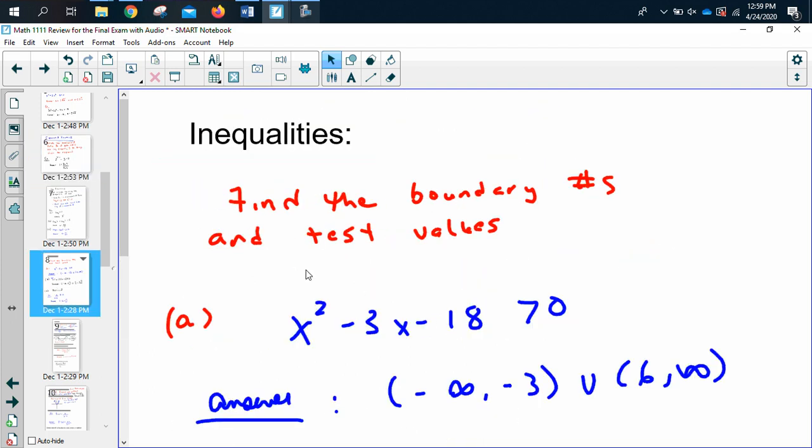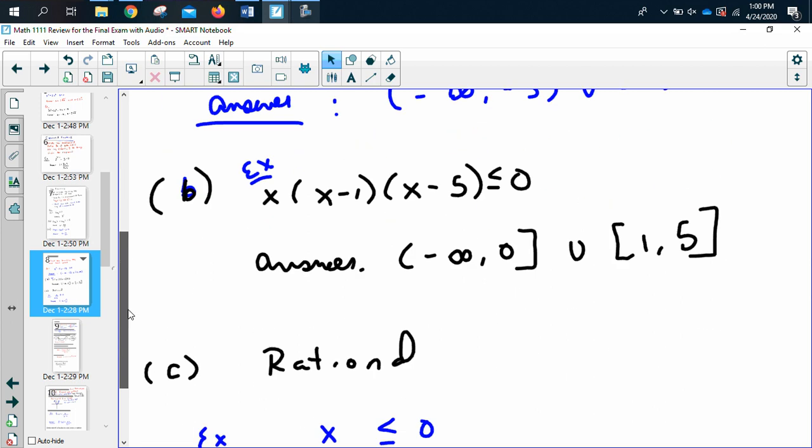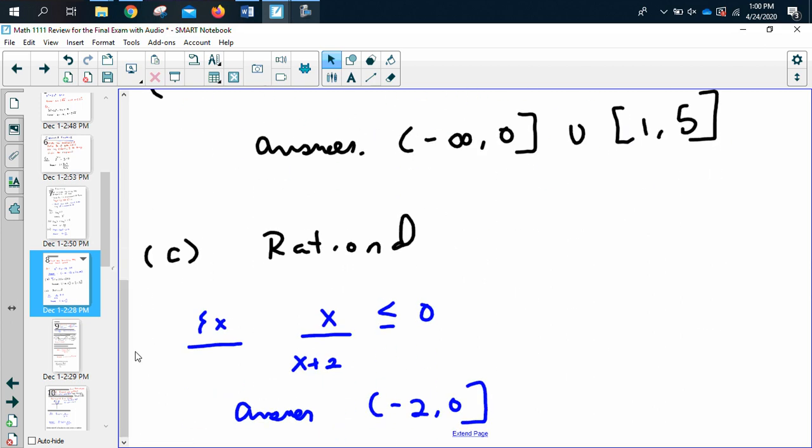Okay, inequalities. The way that we did this in class, we set it equal to 0 and found the boundary numbers, and then we used test values to figure out when the inequality was true. And then you will need to be sure you write the solution set in interval notation, and be careful with that because whether you put a square bracket or parenthesis does make a difference.